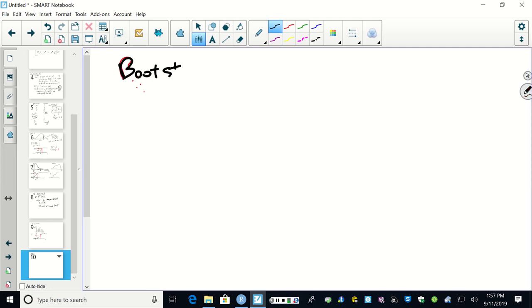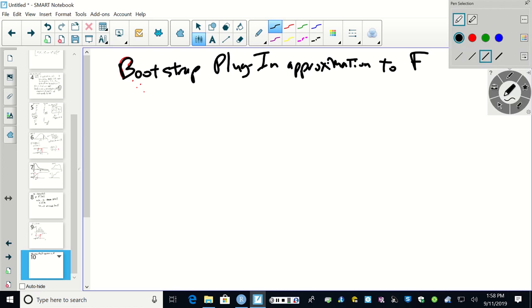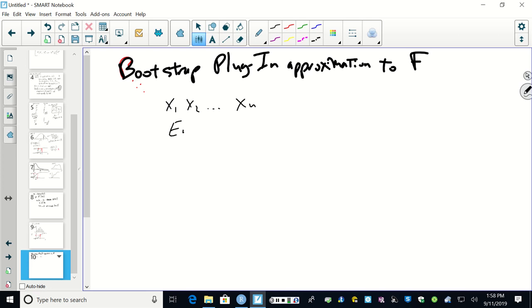So the bootstrap plug-in approximation to this cumulative distribution function. So we have x1, x2, up to xn as values. Right? And so we can do this empirical cumulative distribution function, f hat.